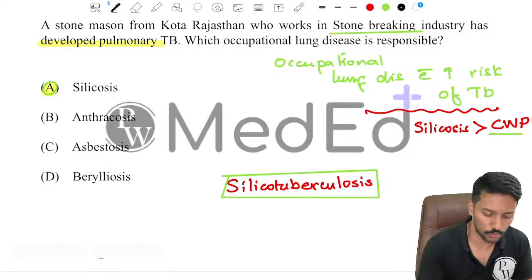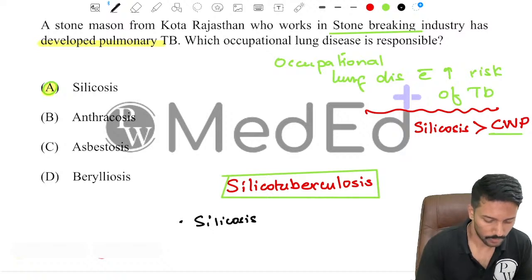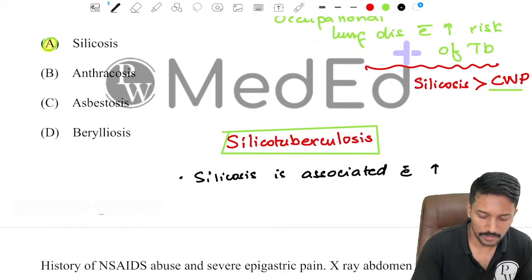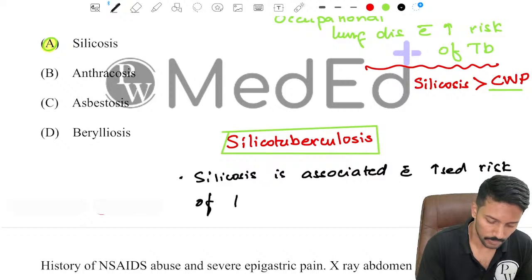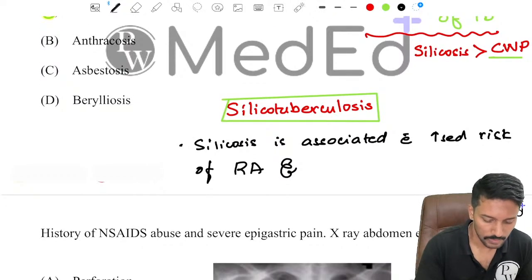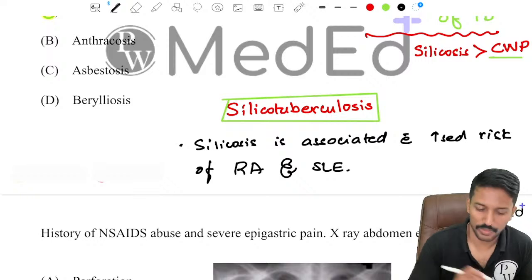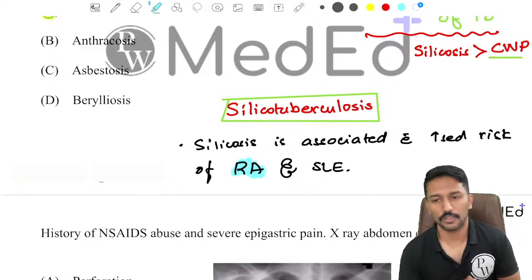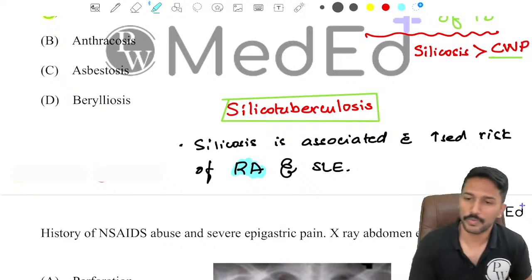So one more point to note, right? Silicosis is associated with increased risk of rheumatoid arthritis and SLE. Rheumatoid arthritis and SLE. Particularly remember rheumatoid arthritis. Silicosis increases the risk of developing rheumatoid arthritis.